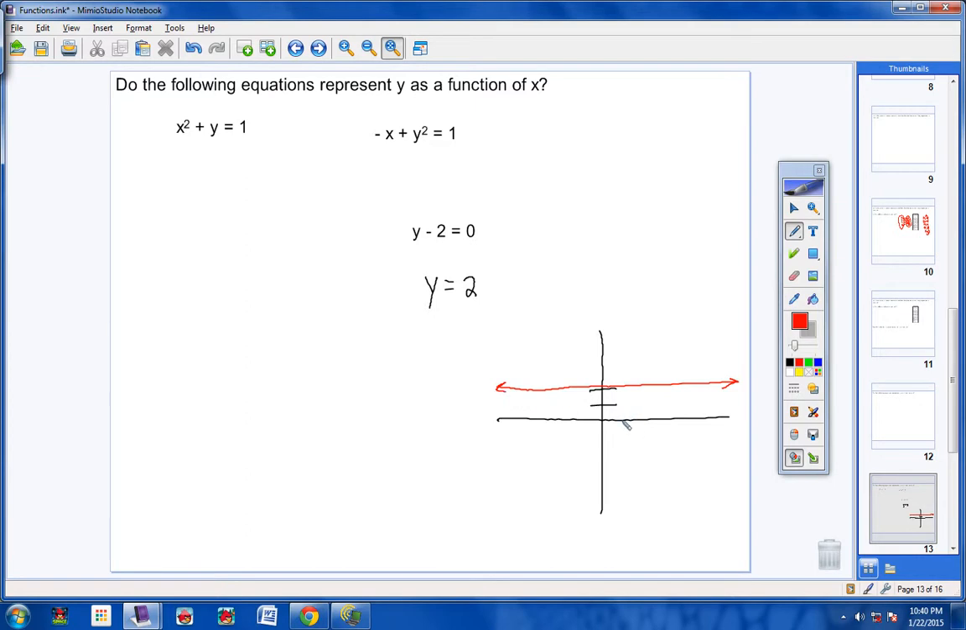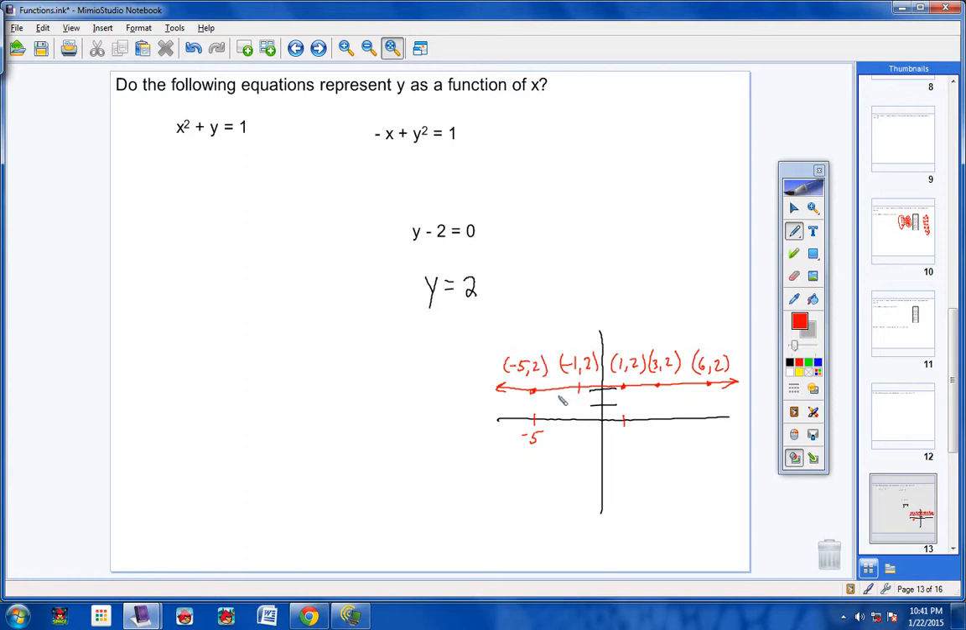Now think of all the ordered pairs. This ordered pair would be 1, 2. This ordered pair here would be 3, 2. This ordered pair over here would be 6, 2. This ordered pair here would be negative 1, 2. Do you see what I'm saying, guys? Every input will definitely have only one output. If I put negative 5 in, I'm going to get out what? 2. Negative 5, 2.